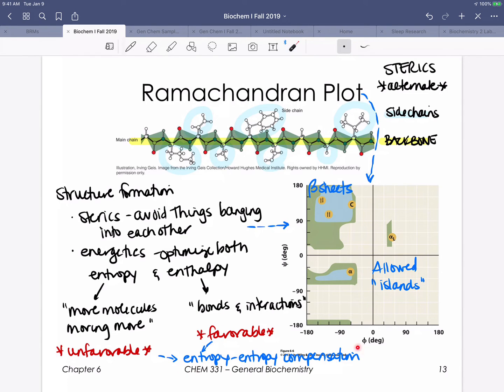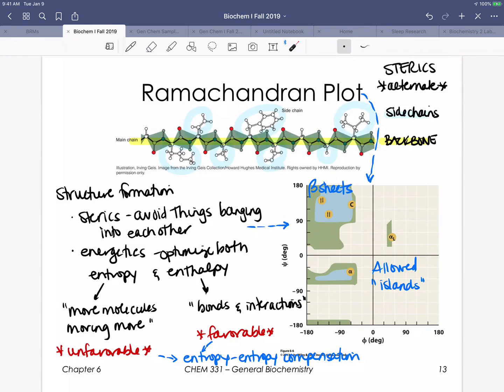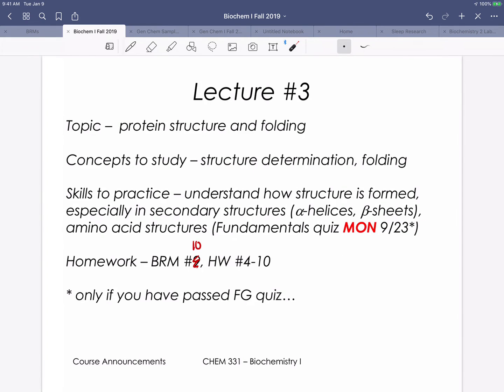And so we call this entropy-enthalpy compensation, but kind of flipping back here, this is what all of these are about. Hydrogen bonding to hold helices and beta sheets together. All kinds of intermolecular forces or even covalent bonds to hold together tertiary and quaternary structures. If we want to make structure, we want to have order in our system, that's energetically unfavorable. We need to compensate for it by favorable enthalpy.